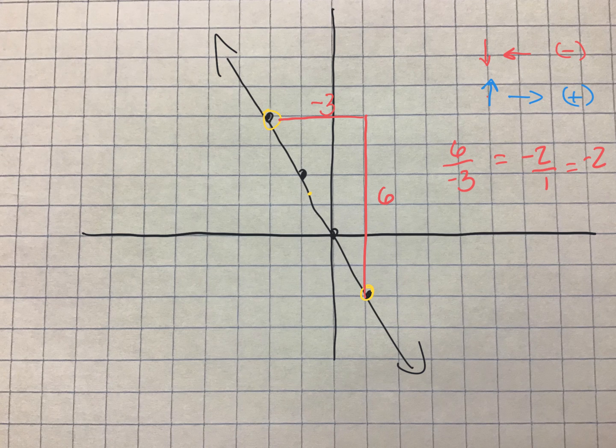Now that's how one of you wanted to do it, but another one wanted to go this way. From this point, they wanted to go down 6 and over 3. So the down 6 would be a -6. Right 3 would be +3. It would be -6 over +3, which is -2 over 1, which is still -2. Either way, you get the same answer. Doesn't matter which way you go.